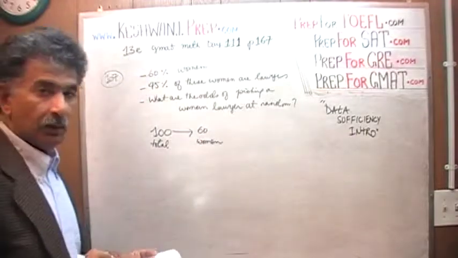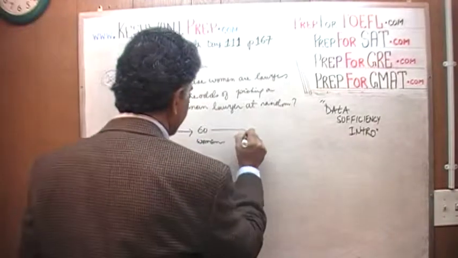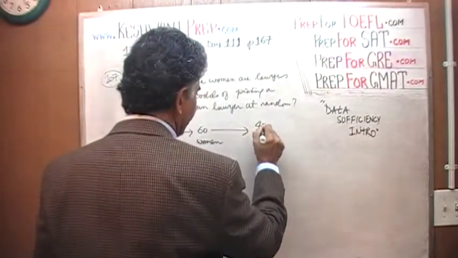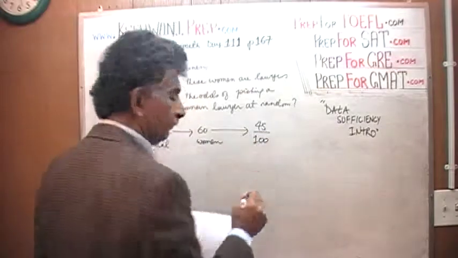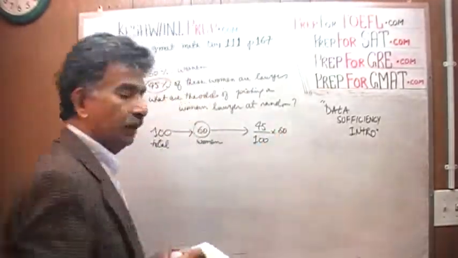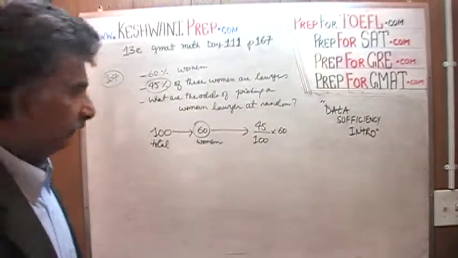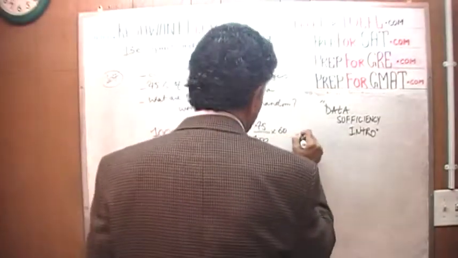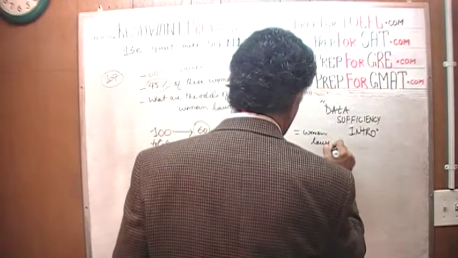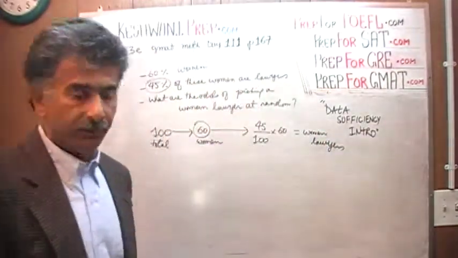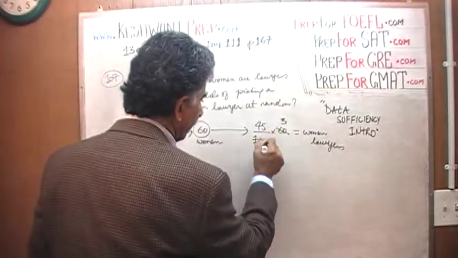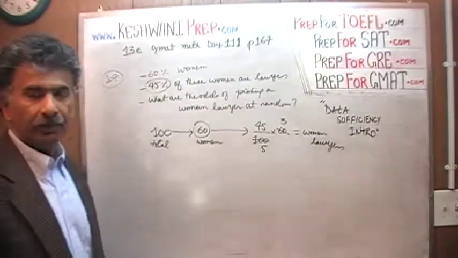We are further told that 45%, percent means over 100, 45% of these 60 are lawyers. So this number represents women lawyers. Let's find out how many there are, shall we? If you divide top and bottom by 20, 60 becomes 3, 100 becomes 5. Well, that was simple enough.